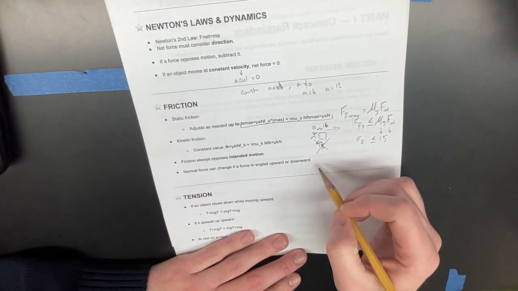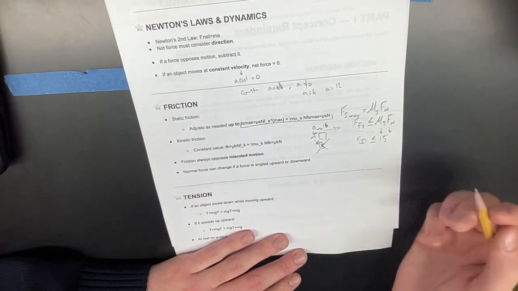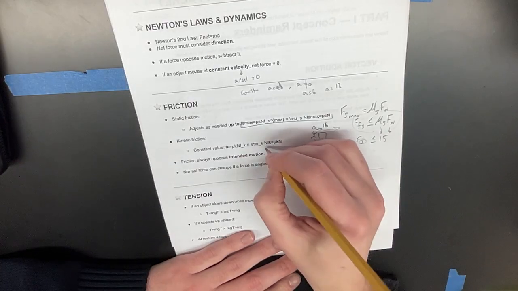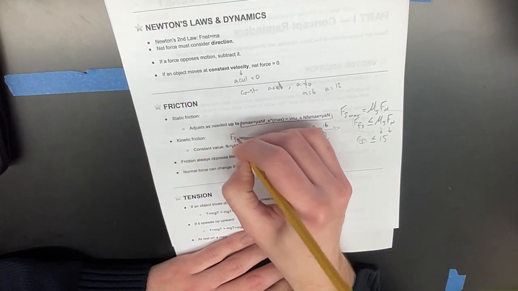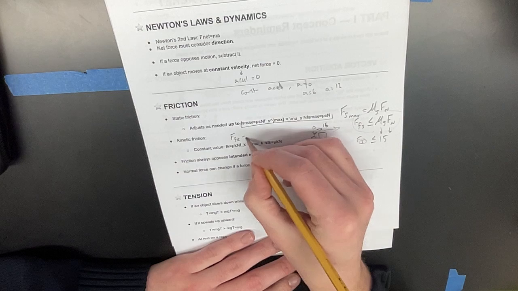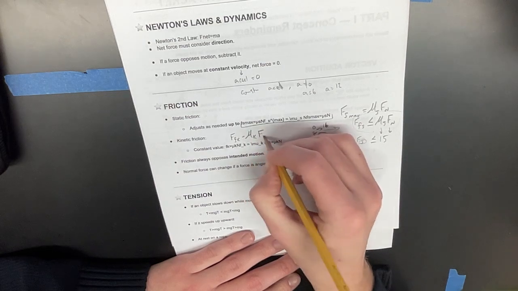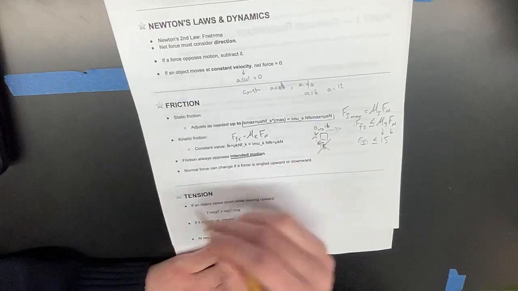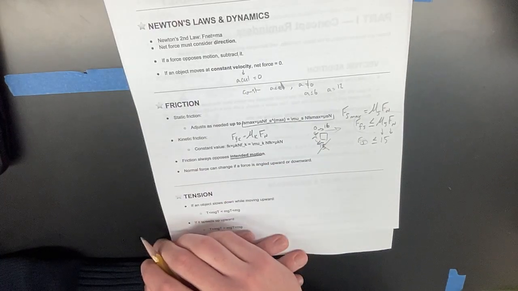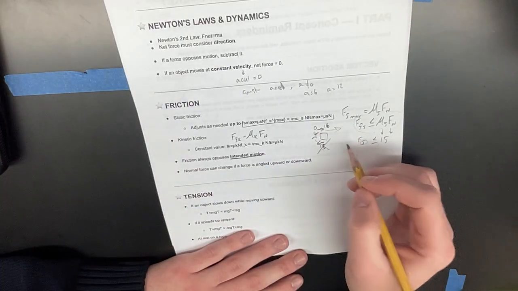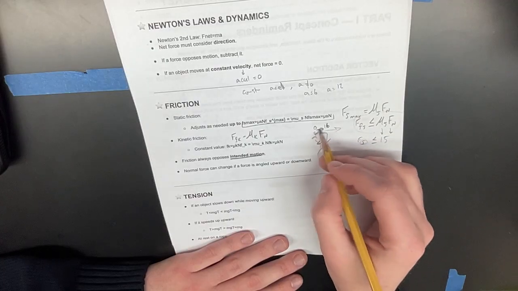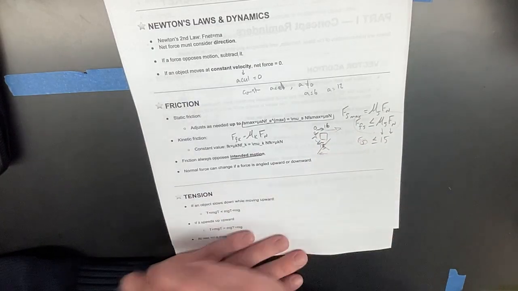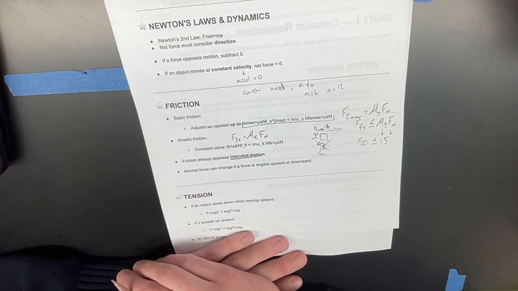Now that it starts to move, it is no longer static friction. And that's where we start to get into the other formula. The force of kinetic friction is equal to mu k times Fn. Friction will always oppose the intended motion. So if the person is trying to push this way, like if friction didn't exist and the box would have gone this way, friction will try to resist that.